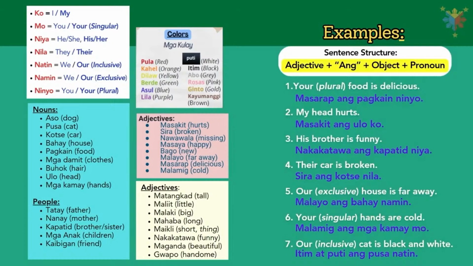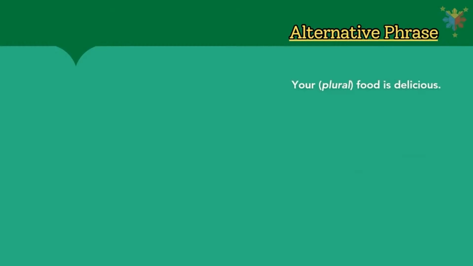All right, so here are the examples we just did, and I want to take a closer look at number 1. Your food is delicious. And you can say it in an alternative way. So your food is delicious. We just learned, masarap ang pagkain ninyo.